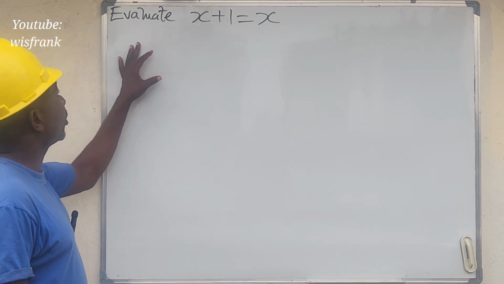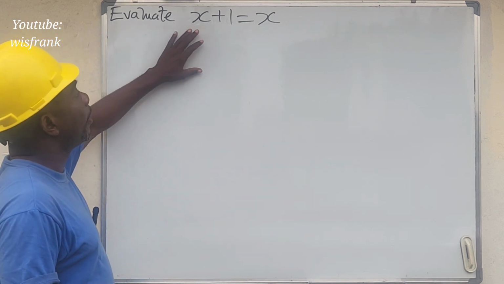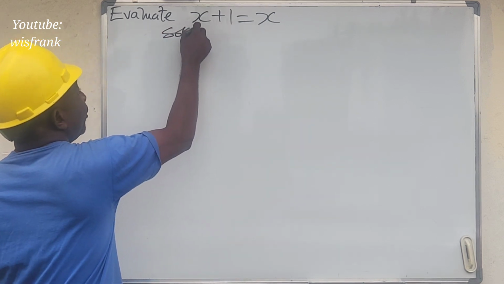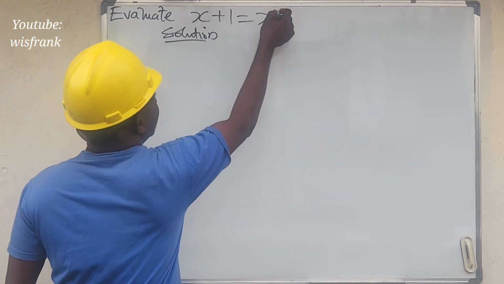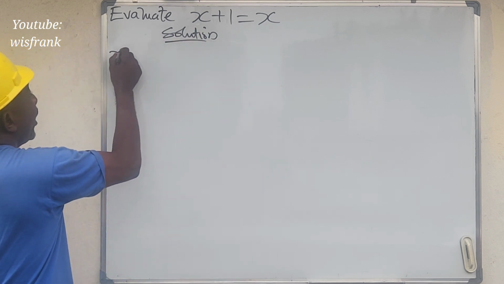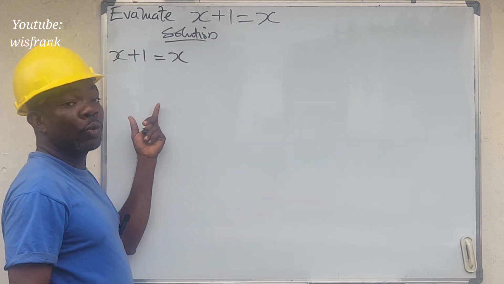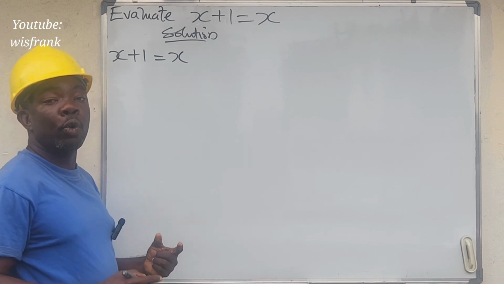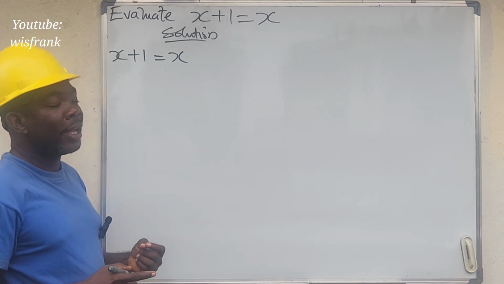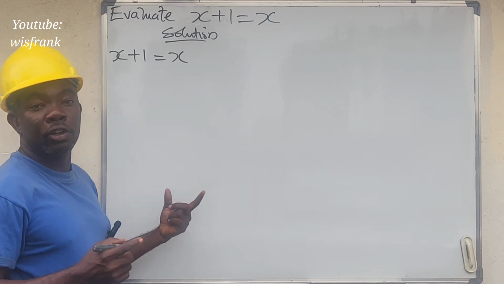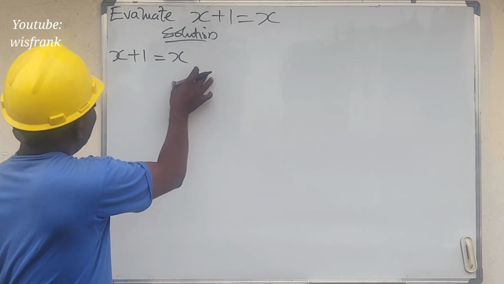Today we are looking at this question and it says evaluate x plus 1 equals x. So we are going to evaluate and find the value of x from this equation. We are given x plus 1 equals x. What we are going to do is use three methods to solve and see what the solution of x looks like. This is going to be interesting, but let us see.